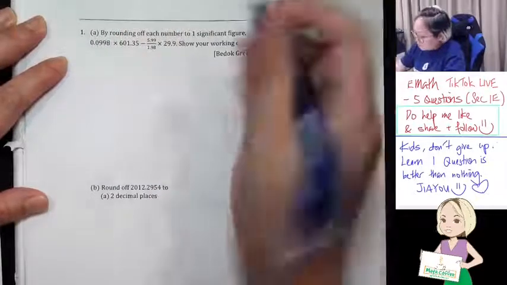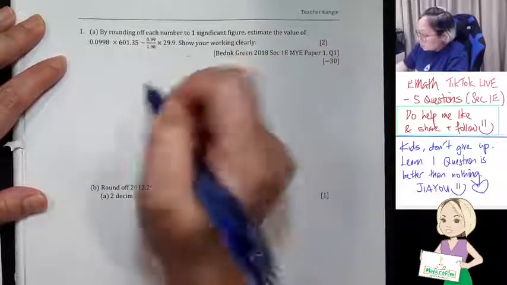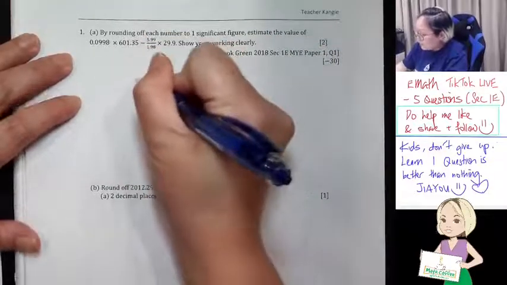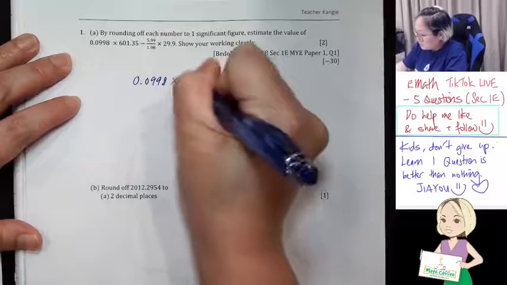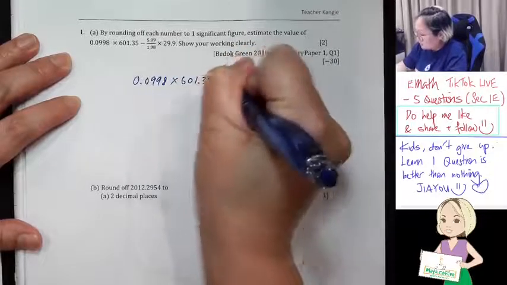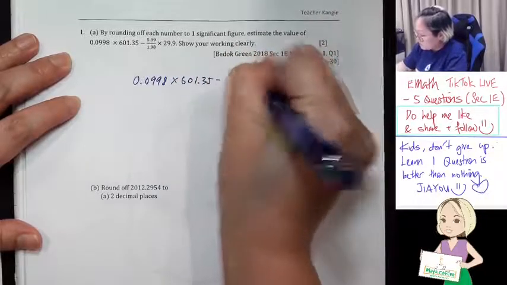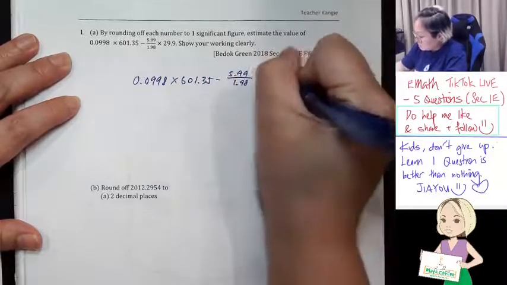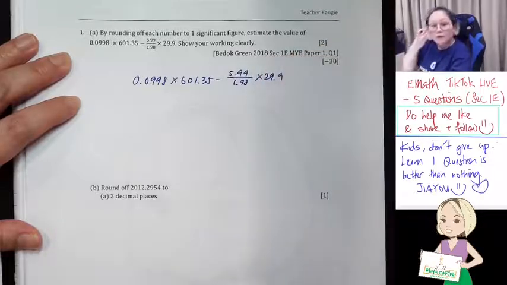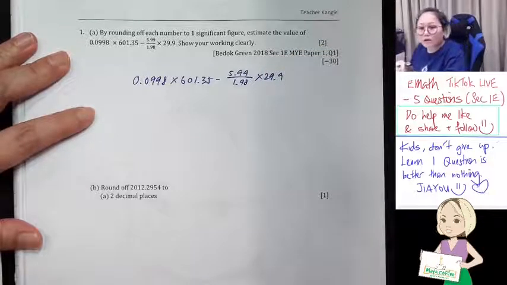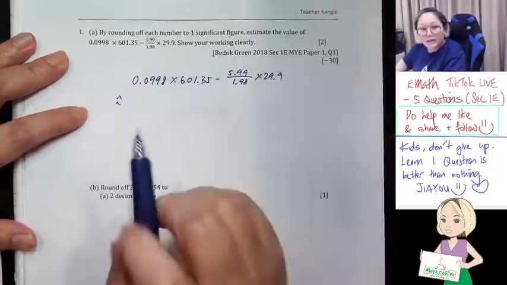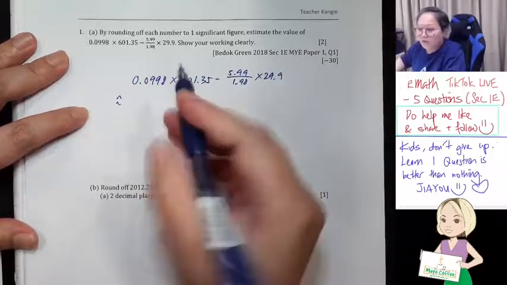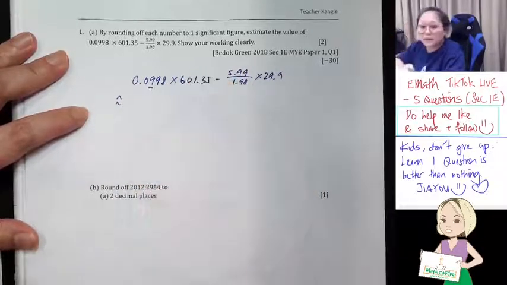So take note kids, you must always copy the question before you do it. So 0.0998, write out the question first. Always write out the question first. So I'm going to round off each of the numbers to 1SF. Let's see where is the first SF. The first SF is this number here, 9.